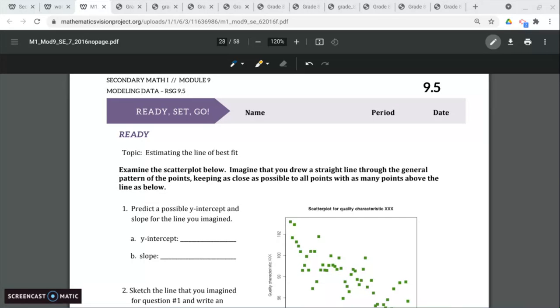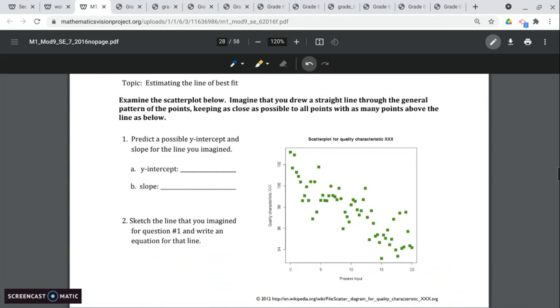So what we're looking at here is estimating the line of best fit. We want to examine the scatter plot below. Imagine that you drew a straight line through the general pattern of the points, keeping as close as possible to all the points, with as many points above the line as below. Predict a possible y-intercept and slope for the line you imagined.